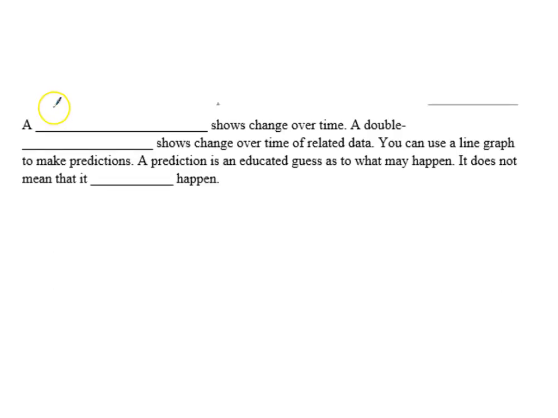Okay, so the first thing is a line graph. A line graph shows the change over time. A double line graph is a great way that we can compare how things are changing. We'll be able to see which one's growing faster, which one's having the biggest increase. Again, the purpose of any sort of data display is to make a prediction. Just because we think it may happen, it does not mean for sure that it will happen.